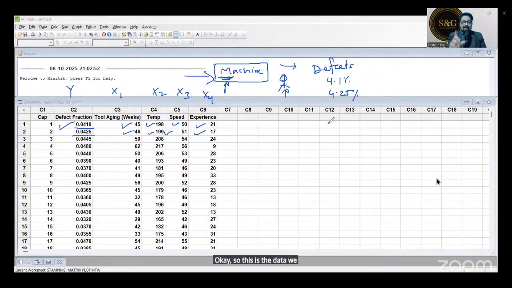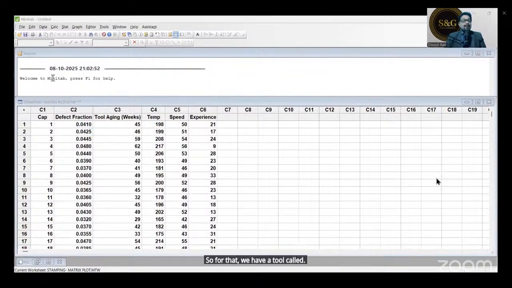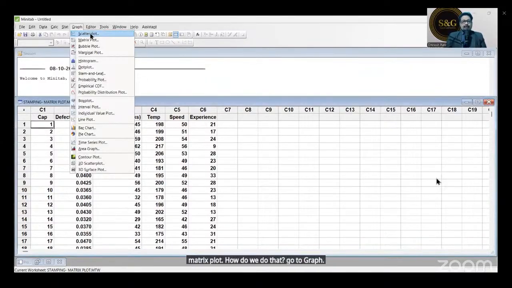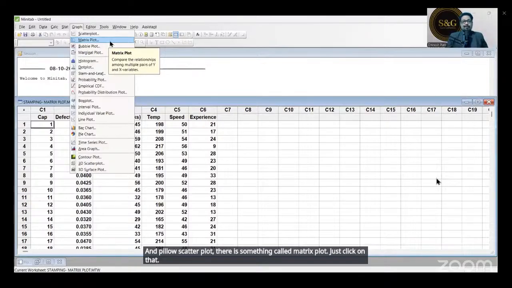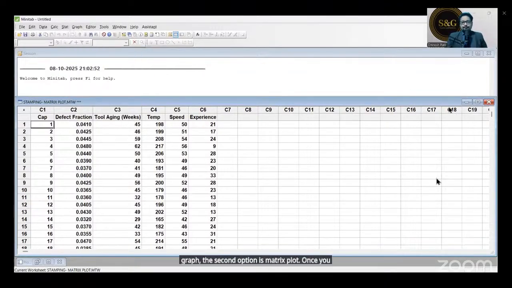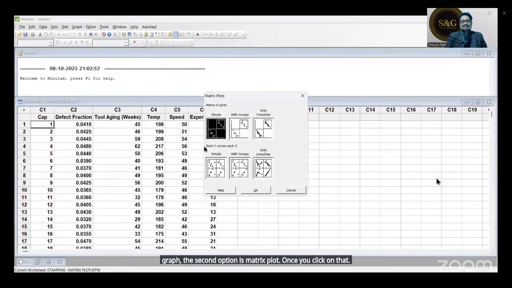Now we want to check how multiple x's can impact y. Clear? For that, we have a tool called matrix plot. How do we do that? Go to Graph, and below scatter plot, the second option is matrix plot. Just click on that. Once you click on that, select the simple one and click on OK.